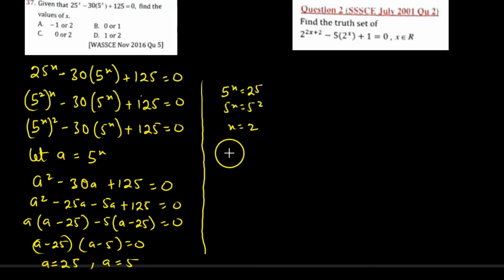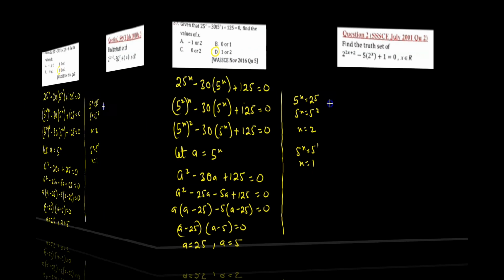And then also 5 to the power x must be equal to 5 to the power 1, and x will be equal to 1. So our answer for this question is possible answer D, 1 or 2. Let's keep on moving forward. We have more worked examples.